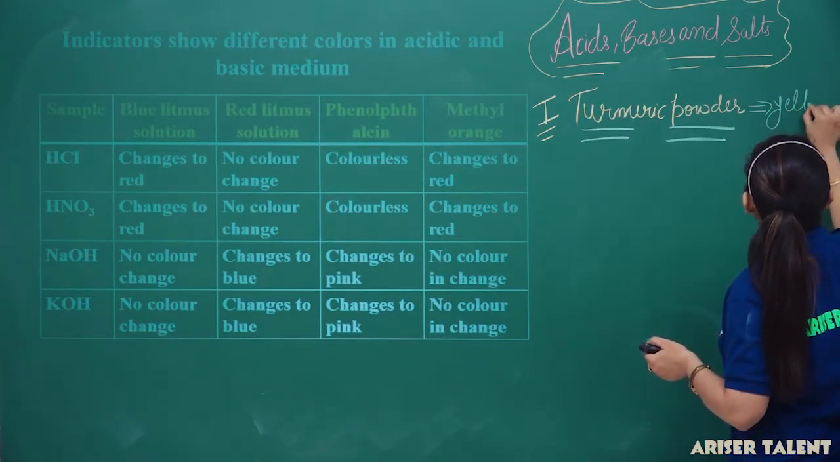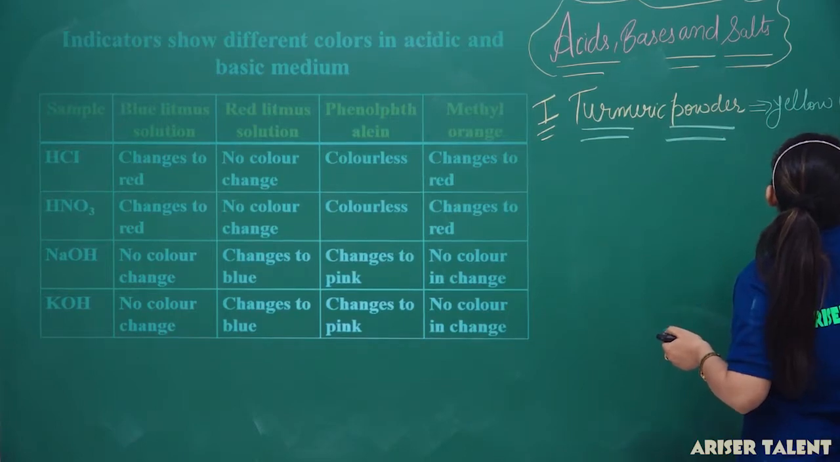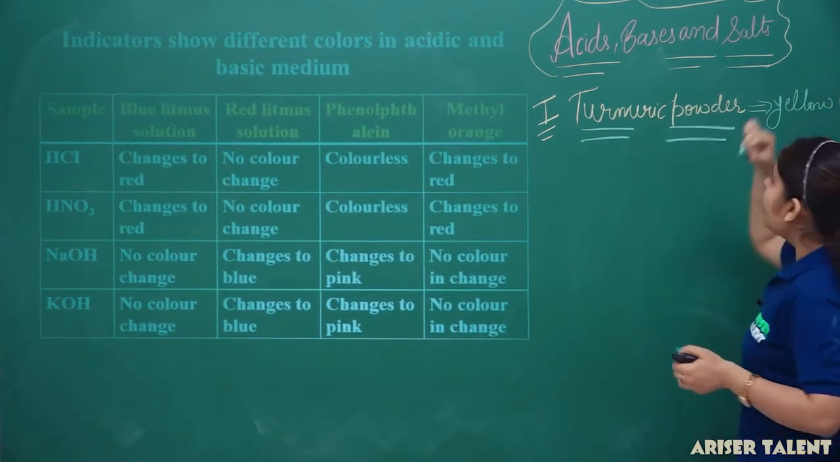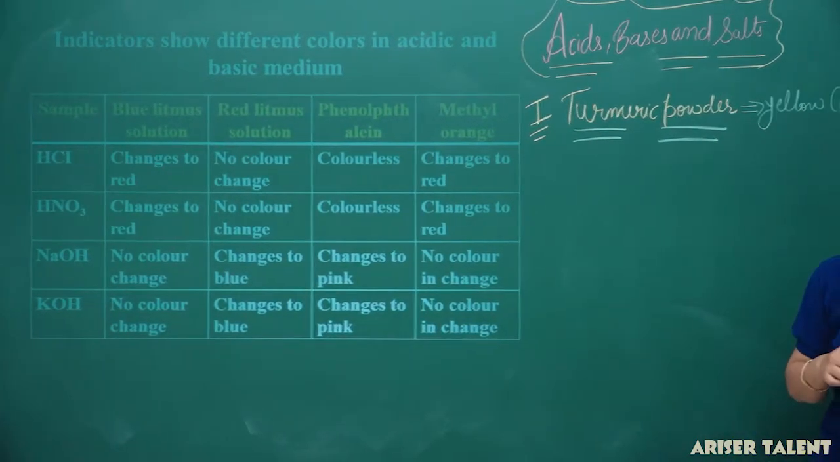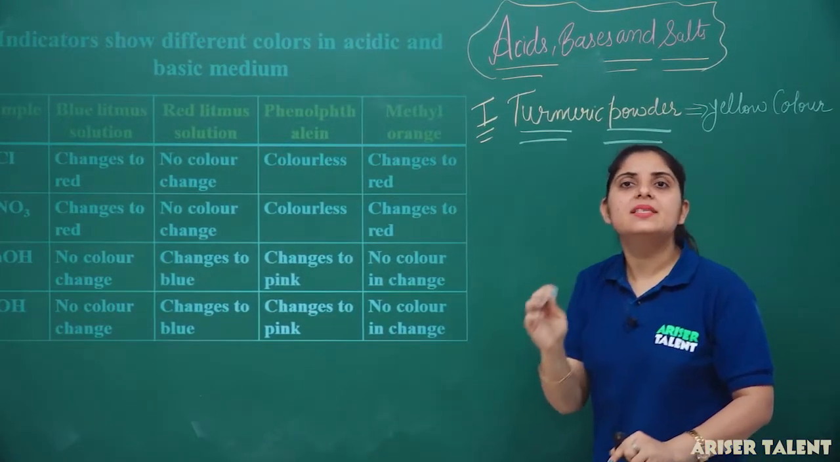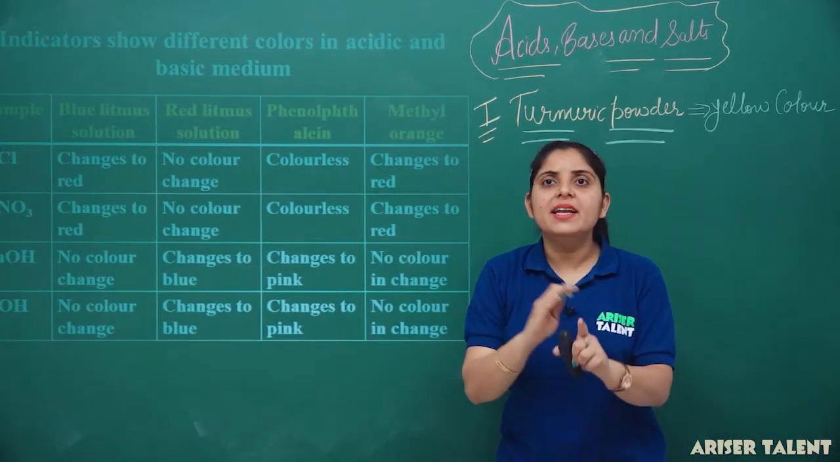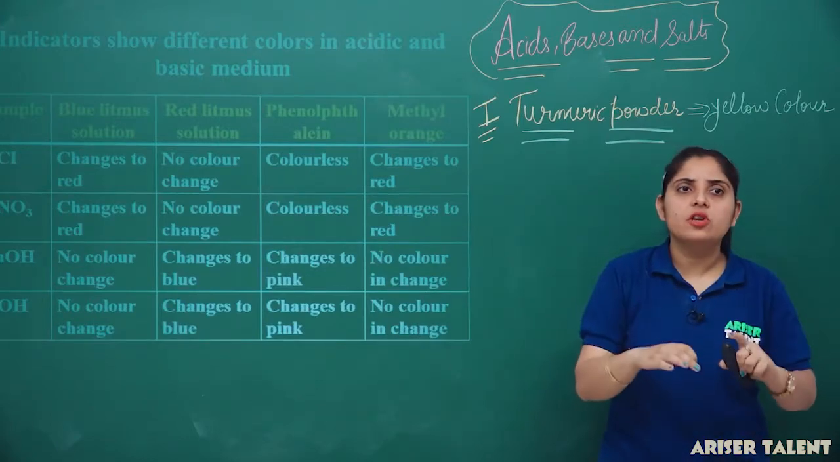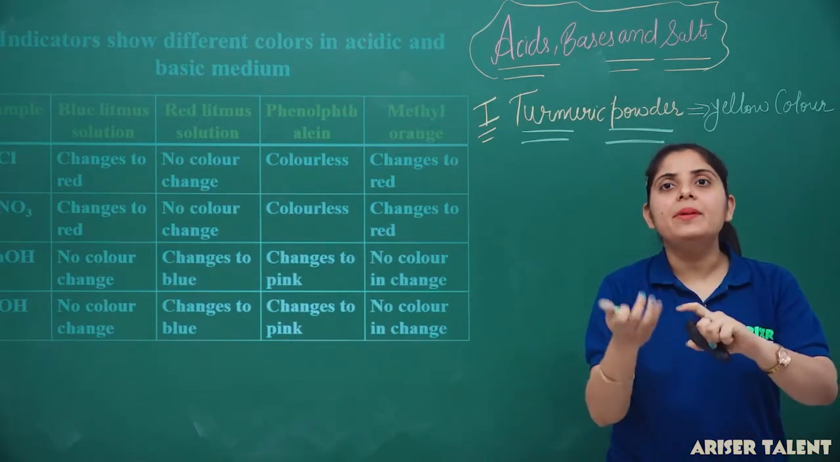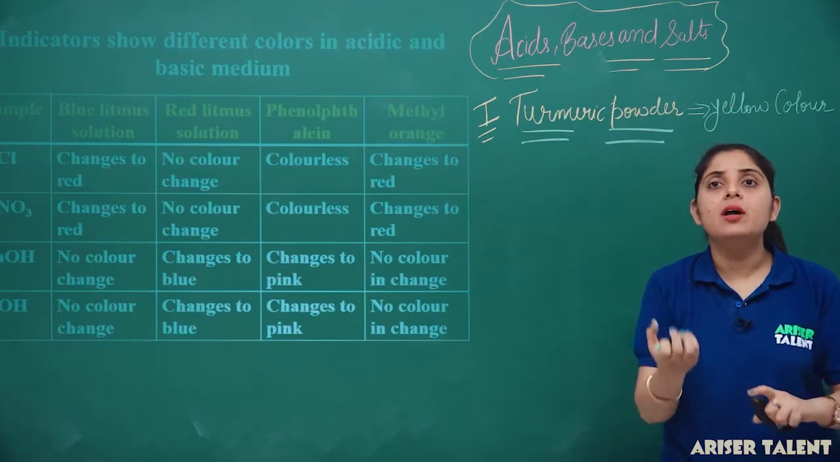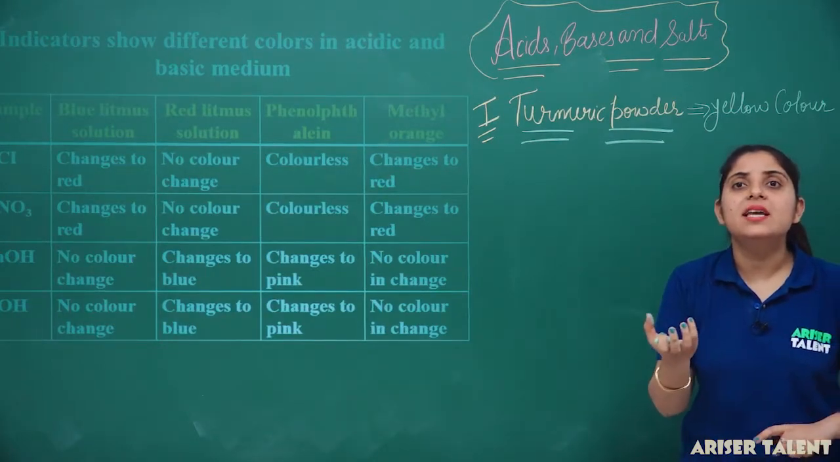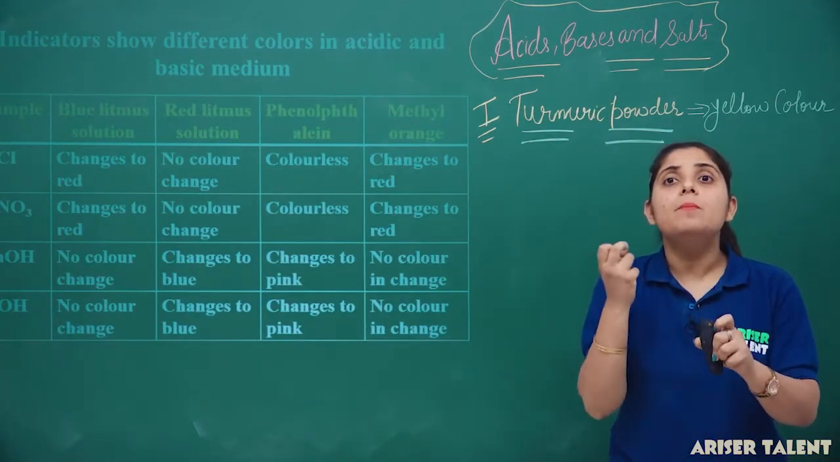It is having yellow color. Now what happens in case of the acid and base? In case of acidic and neutral medium, it will remain in its original color. So if I kept it in the base, it will change into the dark red color, or we can say that it has been converted into the magenta color.